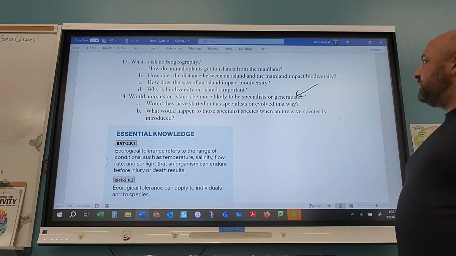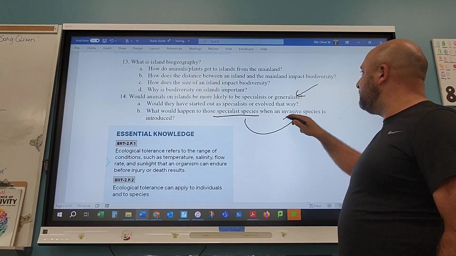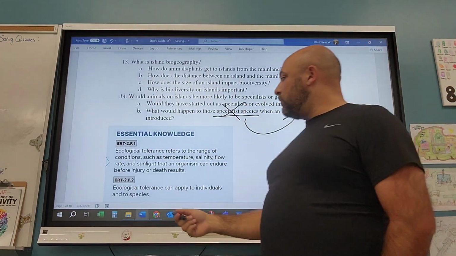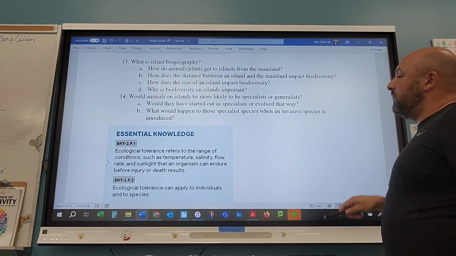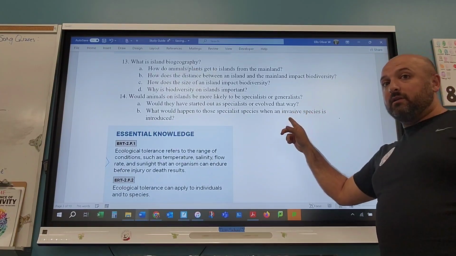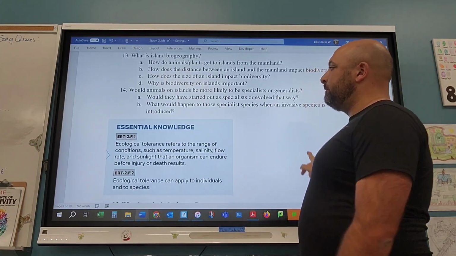What will happen to those specialist species when an invasive species is introduced? Anytime something changes, like you add in an invasive species, the specialists are going to die off because there's a change. They struggle with change. They're not great. I mean, they're decent competitors, but they're not great at competing with something on such a large scale like an invasive species, like an R-selected creature that can just reproduce so rapidly. They'll have a tough time competing with them.